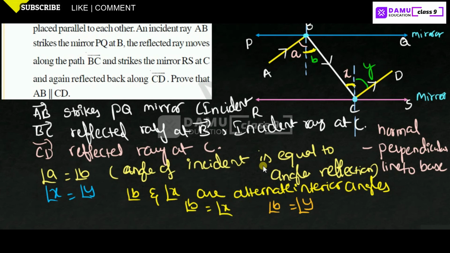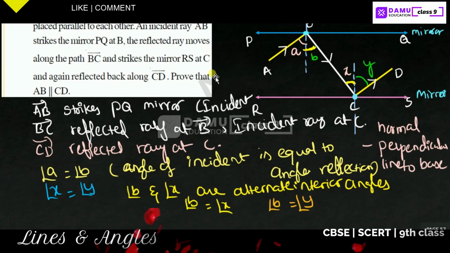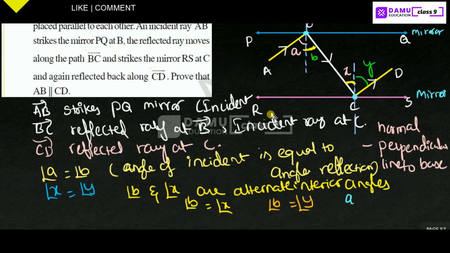So here you can take the sum of these two angles, and these two sums will always be equal. So let's write: A will be equal to B, and B will be equal to X, so both are the same. Let's write A plus B will be equal to X plus Y. So these two are equal. That means these are also alternate interior angles. This is the total angle and this is the total angle.